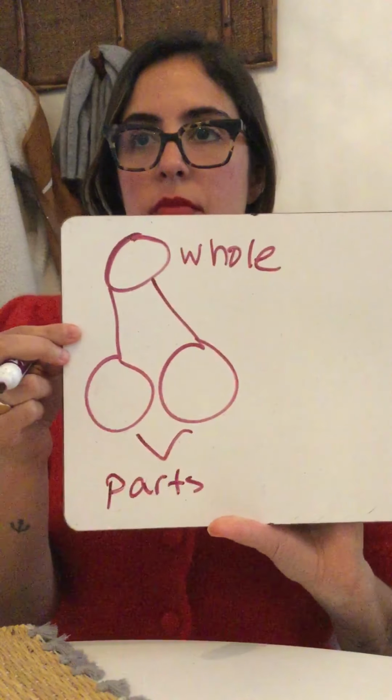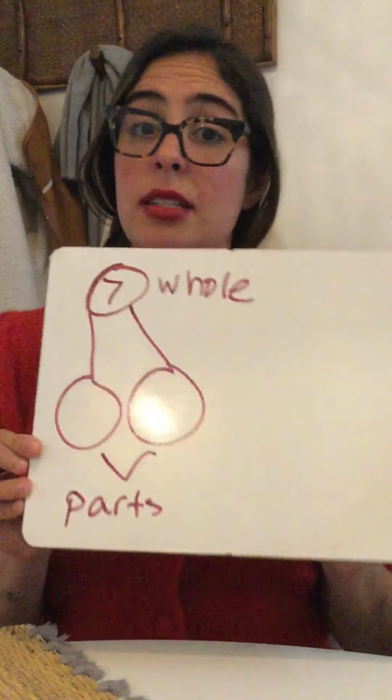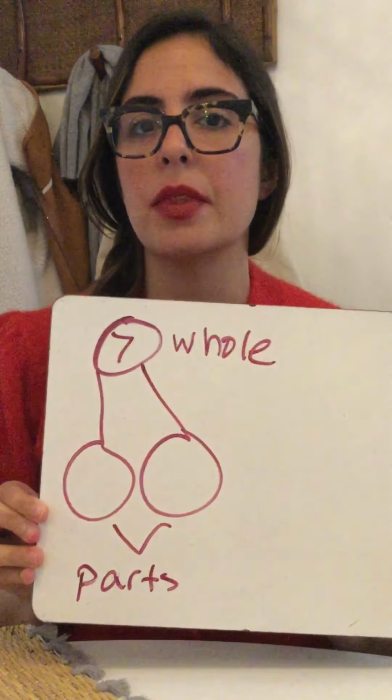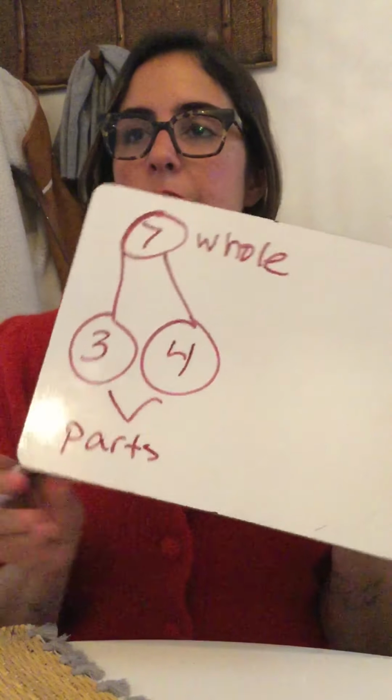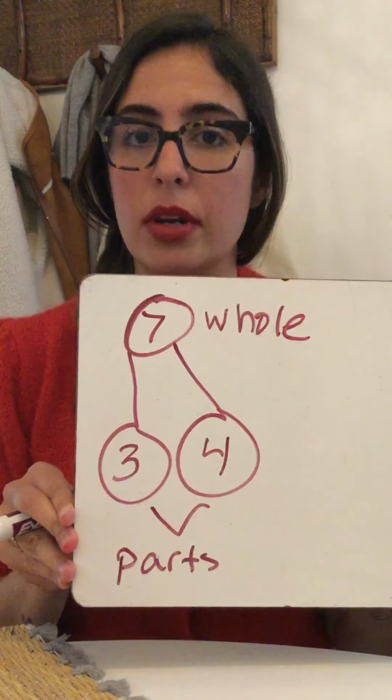So, let's think of the number 7. All right, 7 for this example is going to be our whole number. Let's think of two parts that would make up our whole number. When I say make up, I mean two parts, if we were to add them together would give us our whole number of 7. I'm going to think of 3 and 4. So 3 and 4, when added together, give us our whole number of 7.